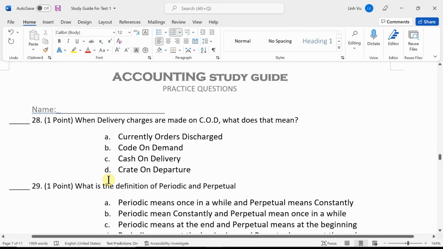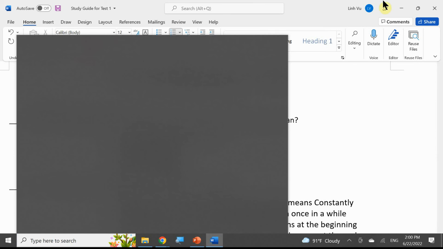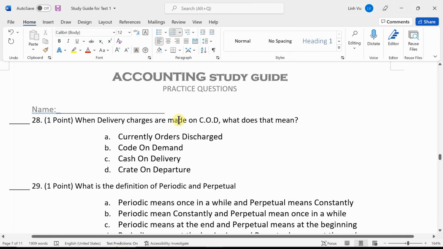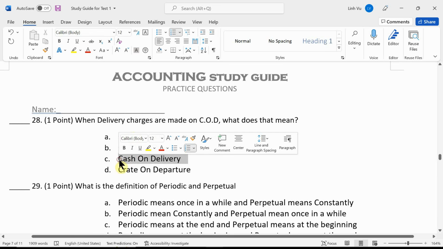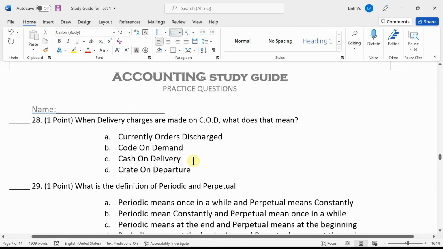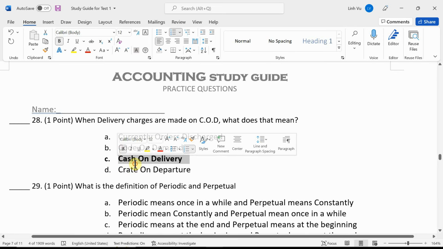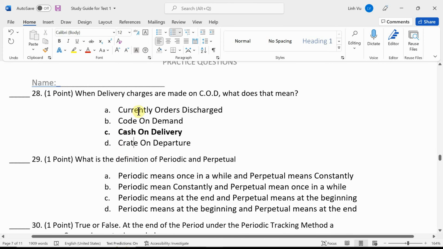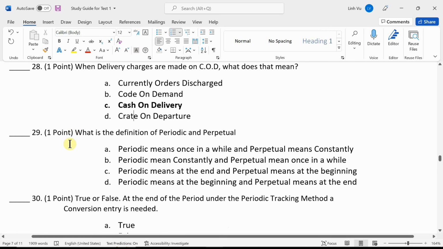All right, number 28. When delivery charges are made COD, what does that mean? Cash on delivery, right? It doesn't mean code on demand. It doesn't mean currently orders dispatched or discharged. Or crate on departure? No, it's possible, but it's not.